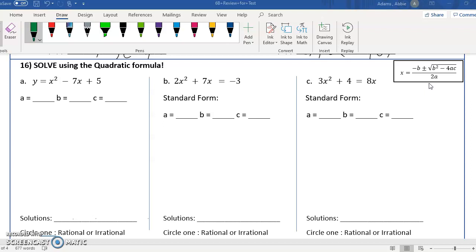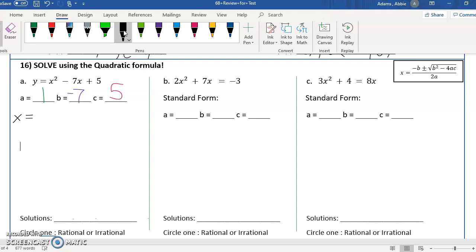On example A, we're given y equals x squared minus 7x plus 5. So our a value, the coefficient of our x squared term, is 1. The coefficient on the b term is going to be negative 7, that's the coefficient on x. And then our constant here, so this would also be our y-intercept, is 5. So now we're going to take these values and substitute them into our quadratic formula.